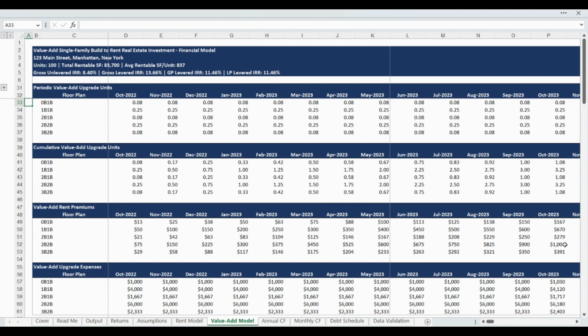The second table, titled Cumulative Value-Add Unit Upgrades, builds off of the first table and calculates the cumulative number of units upgraded. This table is important as the periodic upgrades calculated in the first table are a point-in-time figure and best apply to the capital expense calculation, because a unit under renovation will incur renovation costs. The cumulative units renovated drives revenue as rent premiums will be applied to all renovated units on an ongoing basis once the renovation is complete.